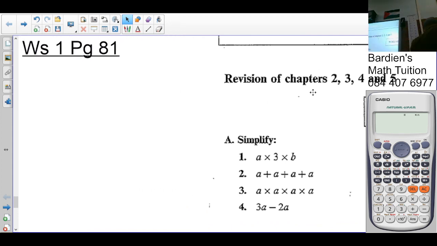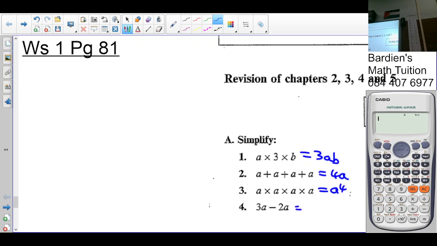Right, worksheet 1, page 81. First answer? 3AB. 3AB, absolutely. Number 2? 4A. Correct. Number 3? 8 to the power 4. 8 to the exponent 4. And the next one? 8. People, any problems there?